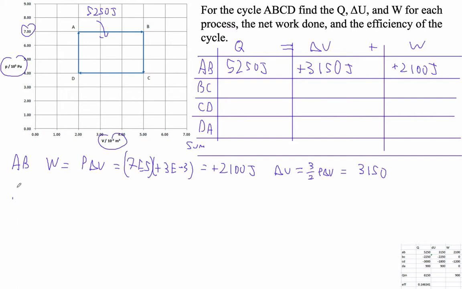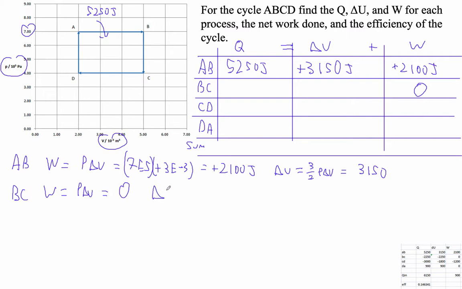Okay, so for BC, the work is pressure times change in volume. The pressure changes, but the change in volume is 0. So that's 0. BC is an isochoric process, so it has no work. The work for BC is 0. But there is a change in internal energy. Heat is going to flow out of that thing. So let's figure that out.